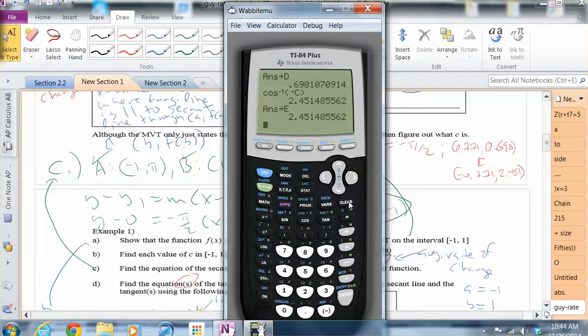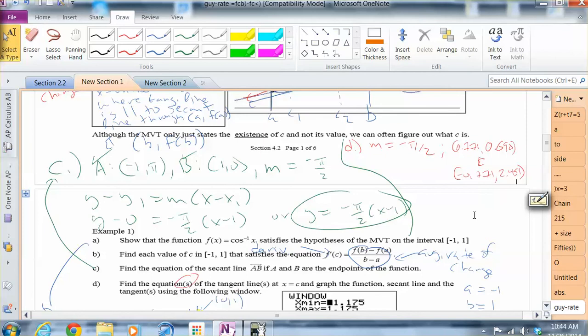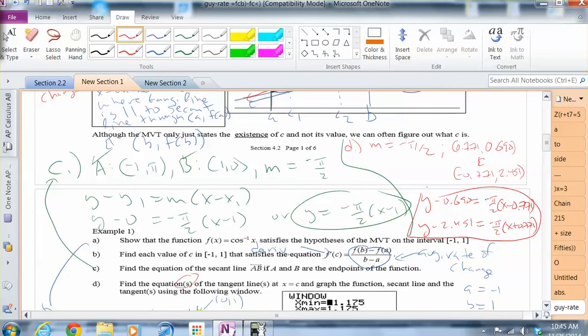But to get the tangent lines, pretty easy. First tangent line would be y minus 0.690 equals negative pi over 2 times x minus 0.771. And of course, y minus 2.451 equals negative pi over 2 times x plus 0.771. So those are your equations of tangent lines. Now we're going to graph this with the secant line. And we'll even do the original function too.